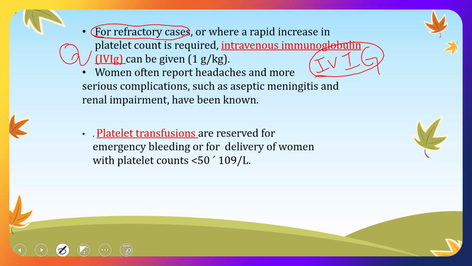Now, what could be the side effects of IV immunoglobulin? Women often report headaches, and more serious complications can sometimes occur in the form of aseptic meningitis and renal impairment. Now, what is the third line management for ITP? Platelet transfusion is reserved for emergency bleeding or for delivery of women with platelet count of less than 50. So you have to remember the third line as well, in which condition you can give platelet transfusion.